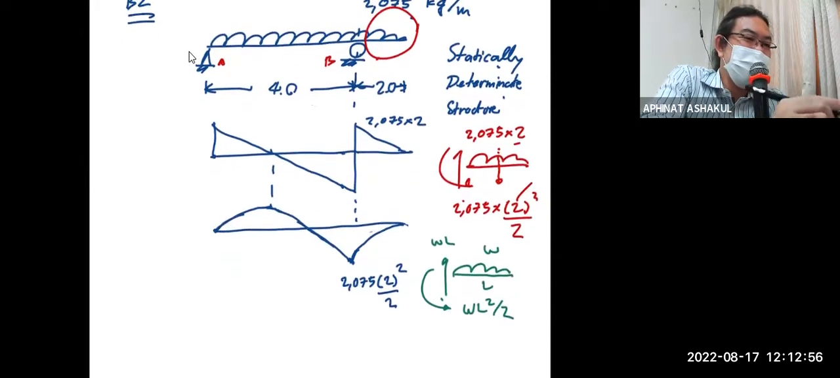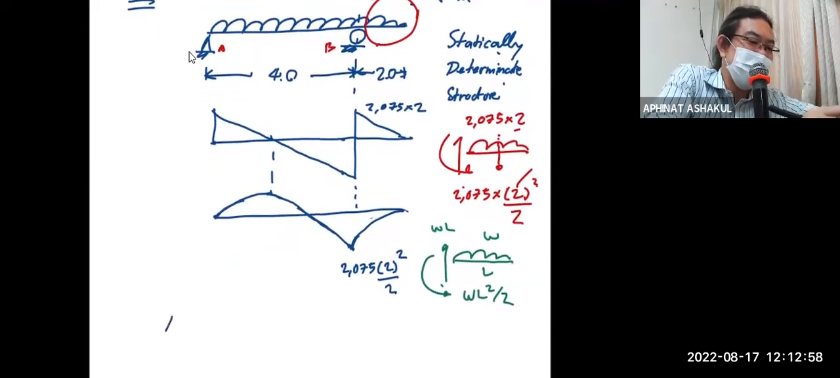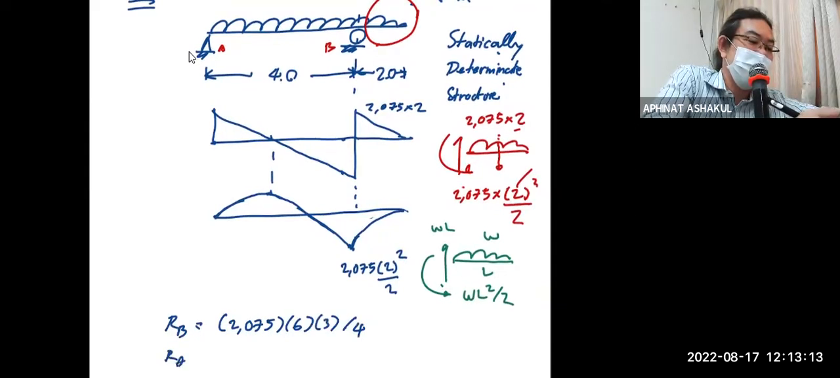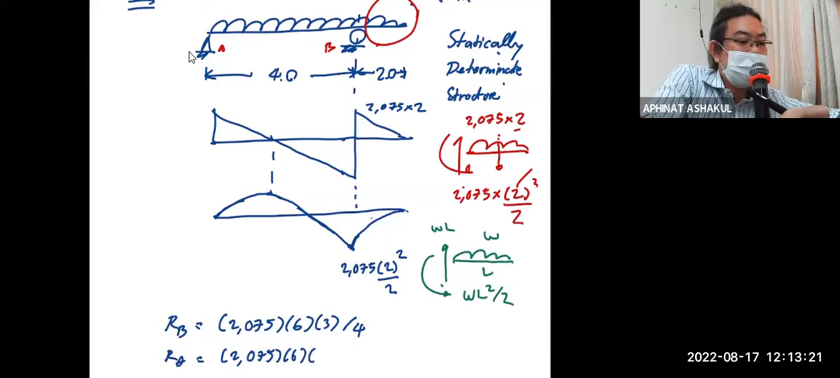So RA is just, RB first. RB is 2075 multiplied by 6 multiplied by 3 over 4, right? And RA is 2075 multiplied by 6, that's the total load, multiplied by 1 over 4.